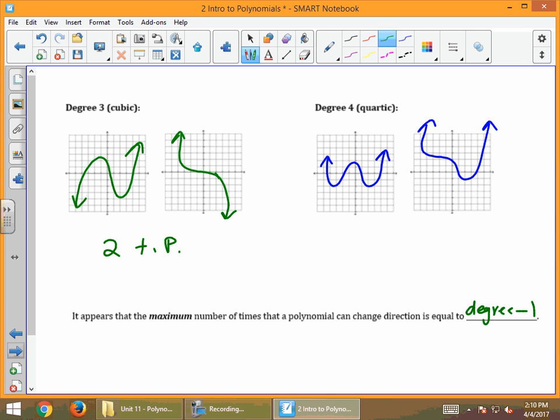So the degree is 7. How many turning points is it going to have? 6. I mean, it might have less, but it can't go over 6. A 7-degree polynomial will never have 7 turning points or 8 turning points. The most they can have is 6. Okay, questions over that?